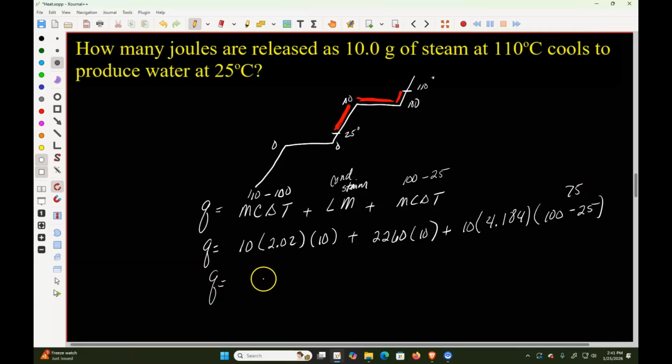Plug this in my calculator, I'll get 25,940 joules. This is the amount of heat energy that's released.